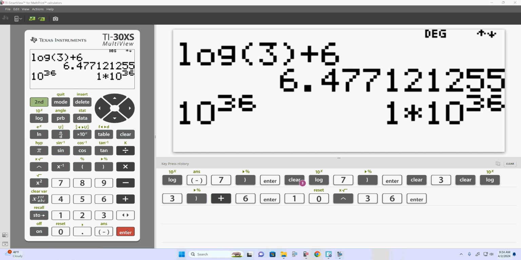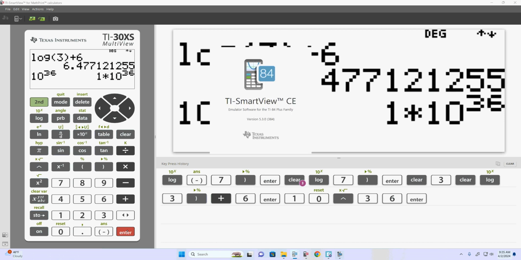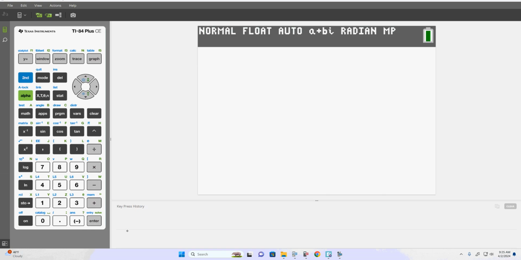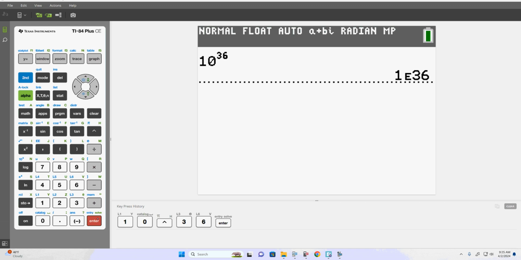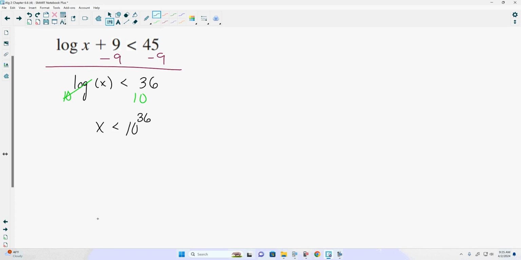Maybe the other calculator will give us a better number. It'll give us the same thing. 10 to 36. Yeah, same thing. So this one here will leave us this.